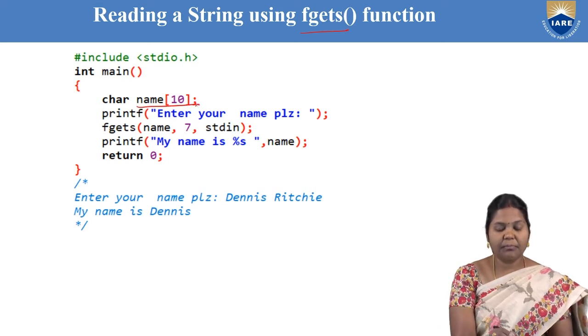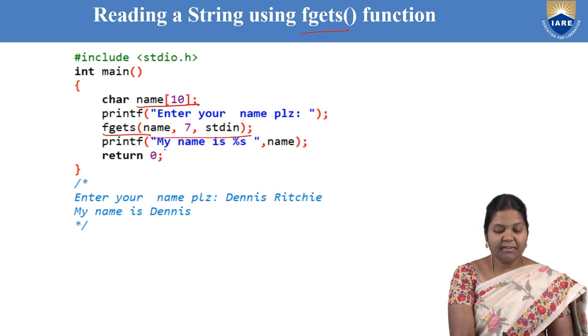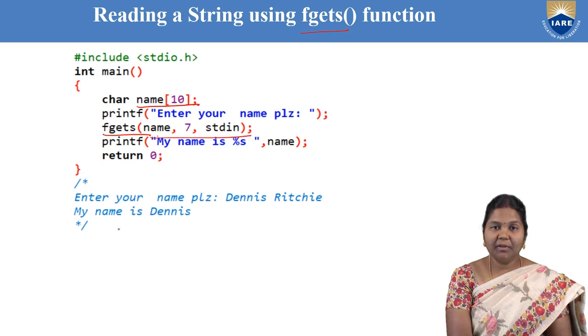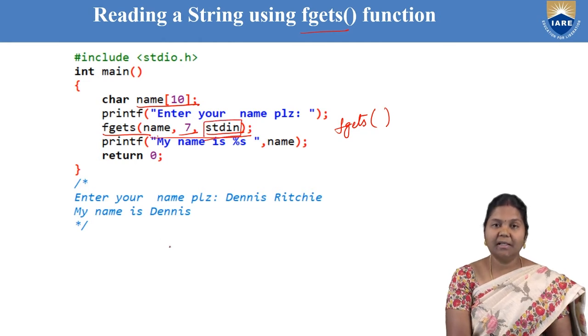First of all, we have to take one character array to read a string and then enter your name. So how to enter your name? The fgets function takes 3 arguments. The first argument is the name of the array where you want to store the string, and second is the size, that means how many characters you want to store, and from where you want to read. So first is the name of the character array, second one is the length, and the third one is from where you want to read.